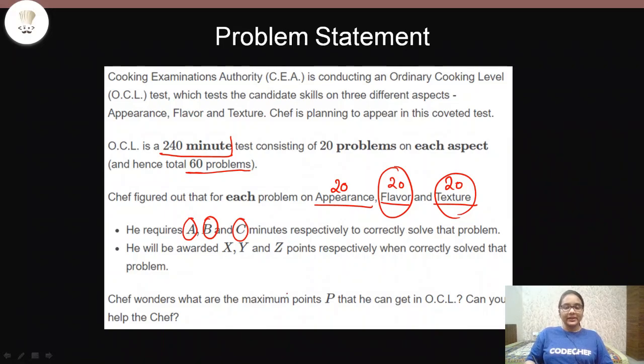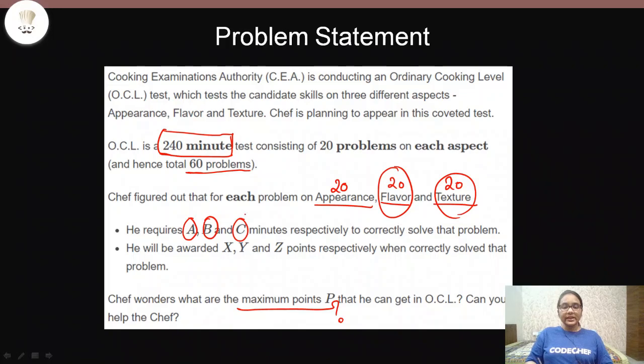Now we have to find out the maximum points that the chef can get based on whatever information you are given in the question. So how are we going to find out the maximum points that he can score? It depends on how many problems the chef can solve in these 240 minutes.